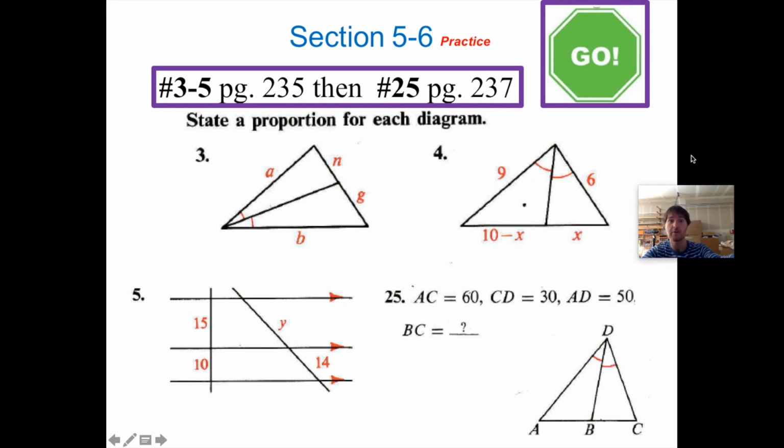State a proportion for each diagram. Here we have the triangle angle bisector, right? Sorry, not the triangle bisector. It's going to be the triangle angle bisector theorem you're going to use here. But here we have an angle bisector of a triangle. How does it divide that opposite side? We're talking about that opposite side. What can we say about the ratio of n to g? It's equal to what?